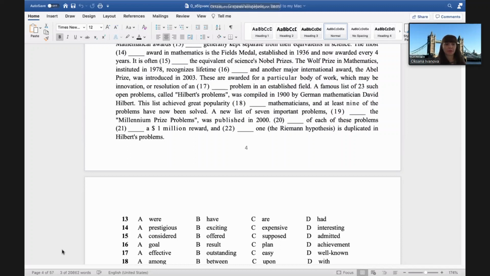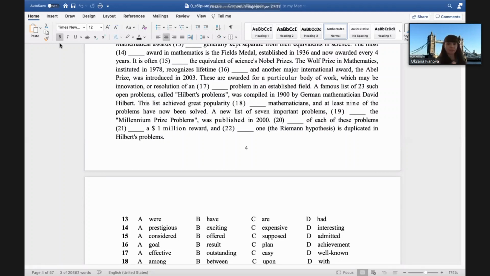No? Ярослав. Настя. Богдан. Ніхто не хоче? I can continue. Okay, please. Валерія.